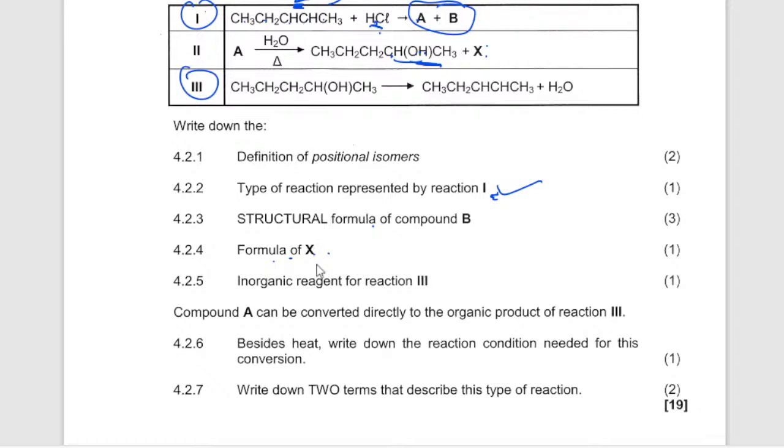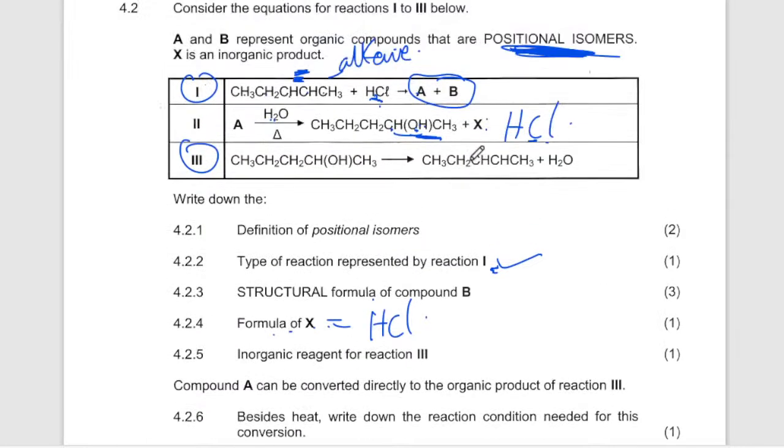So the structure formula of compound X is going to be hydrochloric acid. Why? Because the chloride is the one which is replaced by water, but don't forget that water comes with another hydrogen. Therefore, X becomes HCl. It can be hydrochloric acid or hydrogen chloride, but since it's in aqueous, then definitely it is hydrochloric acid, and they want the formula.